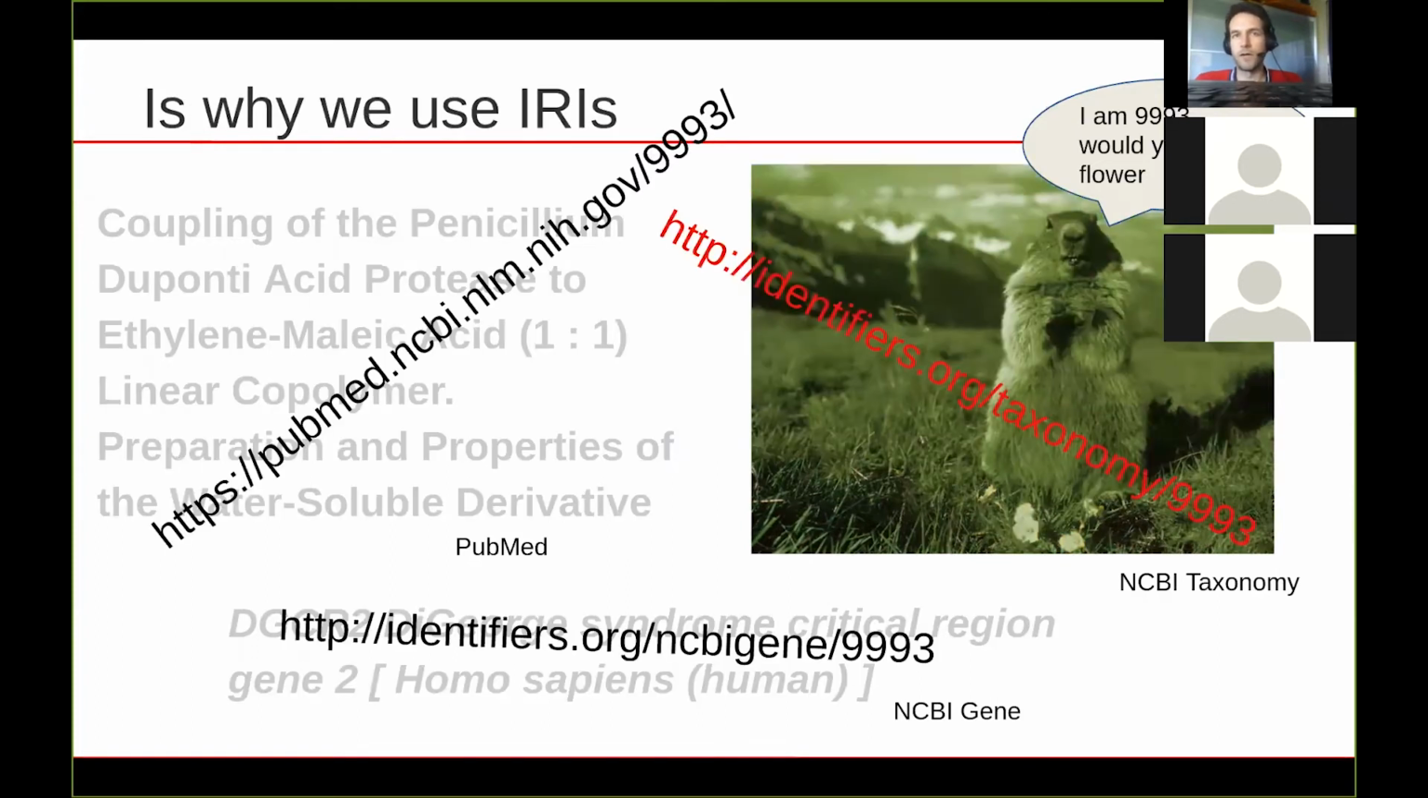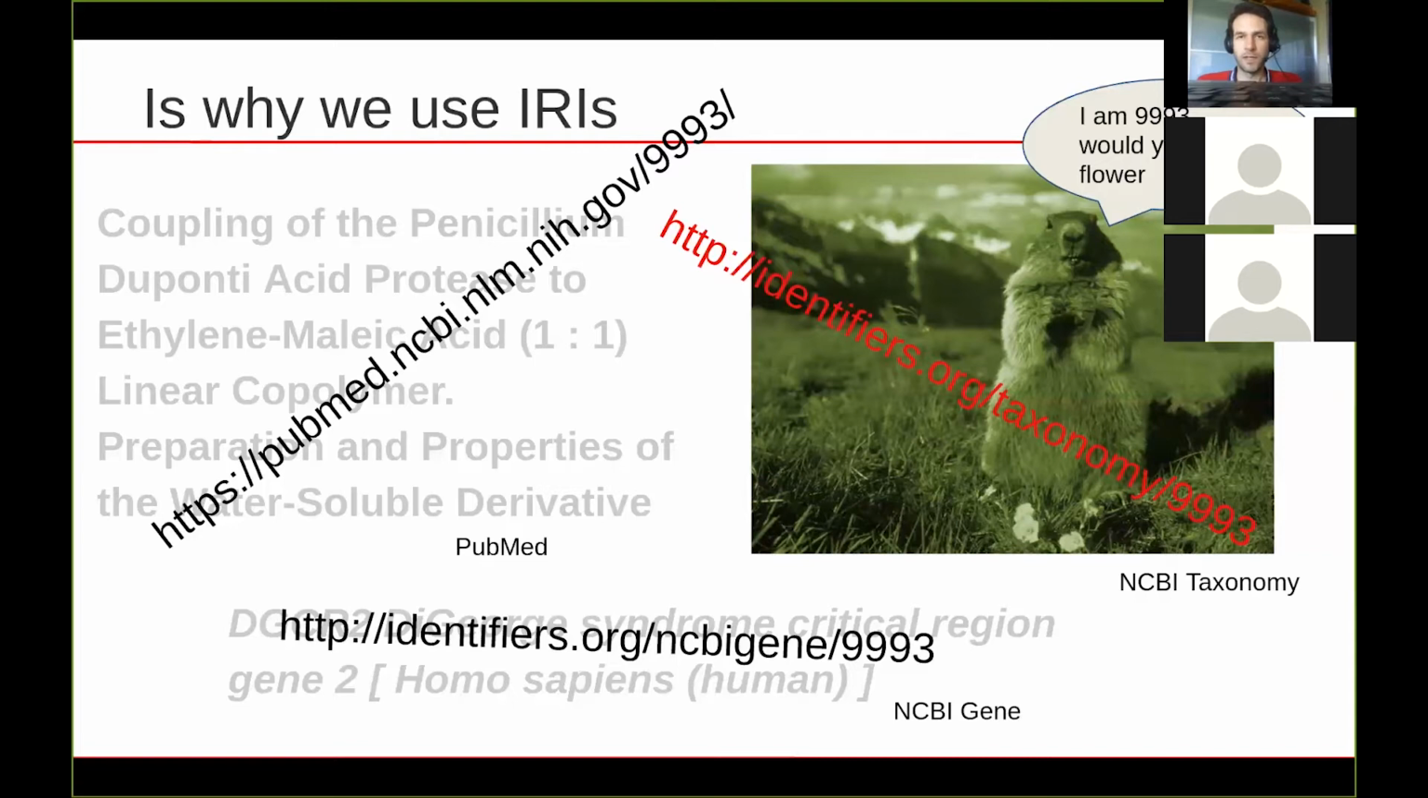IRIs. An IRI, an IRL, a URI, they're the same kind of things, sub-standards aside. It basically allows us to say, this 9993 is a taxonomy. This 9993 is NCBI Gene. And this 9993 is PubMed. This allows us to very much disambiguate what exactly we're talking about. And then when we ingest some data, we don't need to say, oh, this 9993 needs to be separated from other 9993s because it's something else. No, the IRI already presents it.